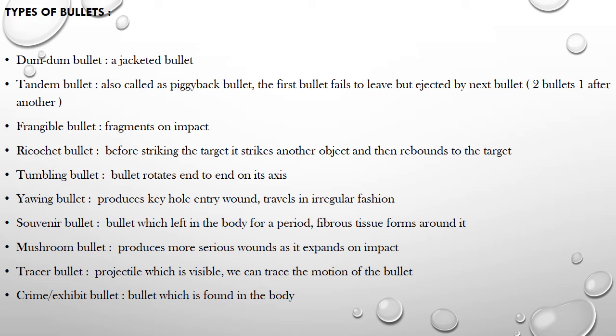That means you can trace the direction or movement of that bullet, mainly useful in nighttime wars and even in training purposes to trace the direction of that bullet. So that is called as tracer bullet. Crime or exhibit bullet is the bullet which is found in the body. It is called as crime bullet.